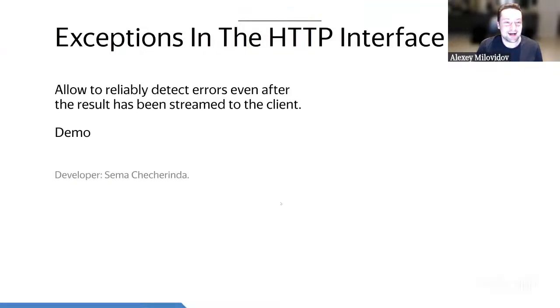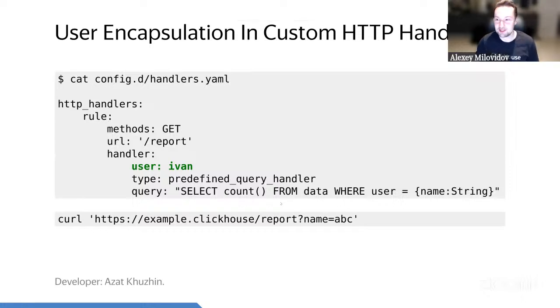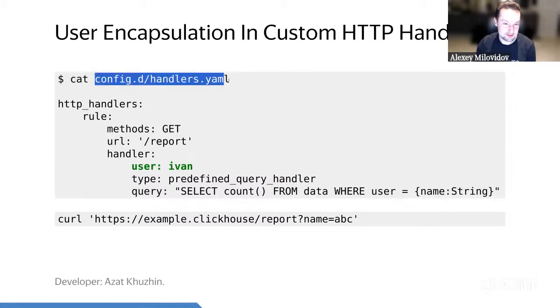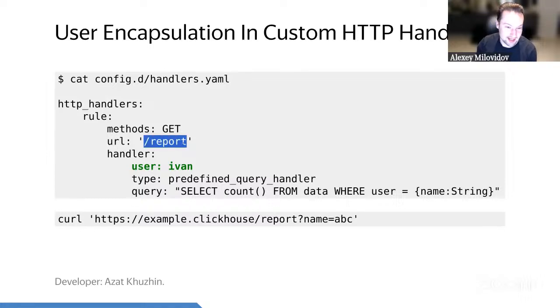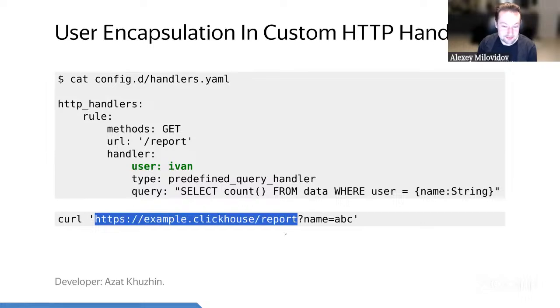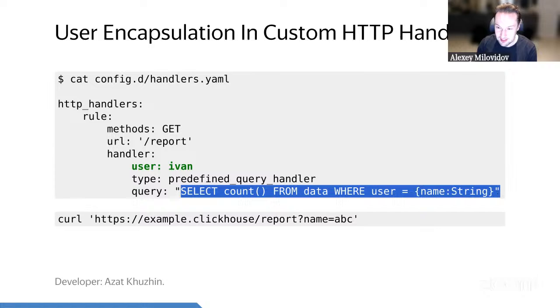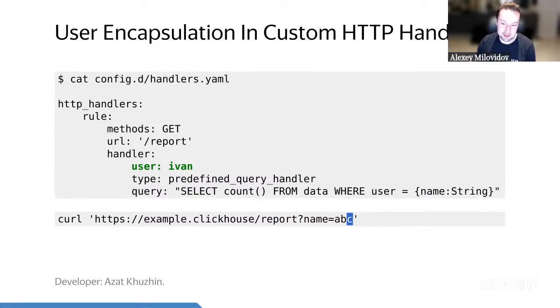Okay. What else? Another feature for HTTP interface. If you did not know, ClickHouse allows you to configure custom HTTP handlers. For example, you provide a configuration file, and this configuration file has a handler configured under the report path. And if you request this path, it will run this query, the predefined query. But the query can be parameterized. So you can specify parameters as URL parameters, or you can even extract parameters from parts of the URL or even HTTP headers.